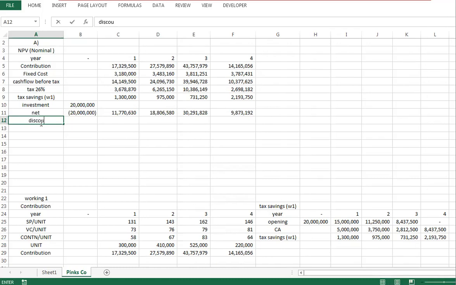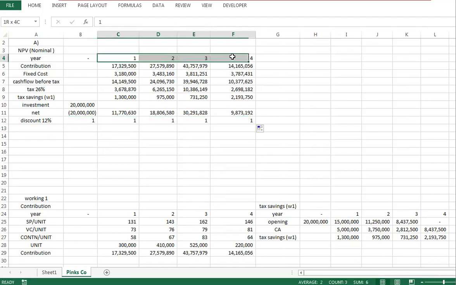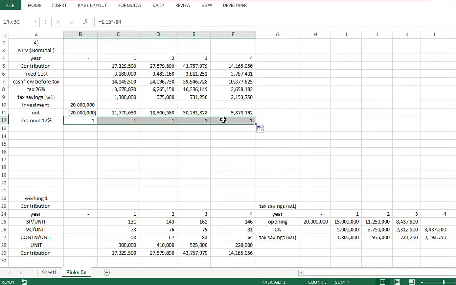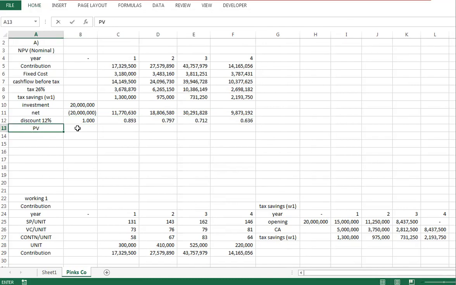So discount will be 12%, which is the nominal discount rate. So I'll say 1 plus 12% raised to the power minus 0. And then I'll apply it on the remaining cells also. So it's automatically going to pick up all these years, right? It's rounded. So we'll keep it to 3 decimal places, right? So we have the value up to 3 decimal places. And then we can calculate the present values. So the present value will be this figure multiplied by this figure.